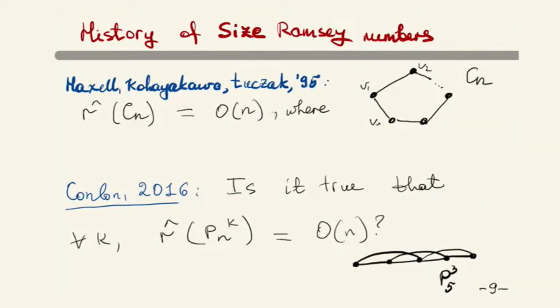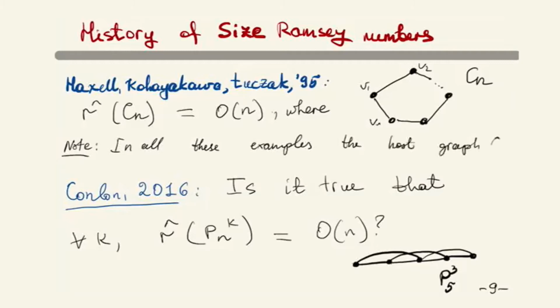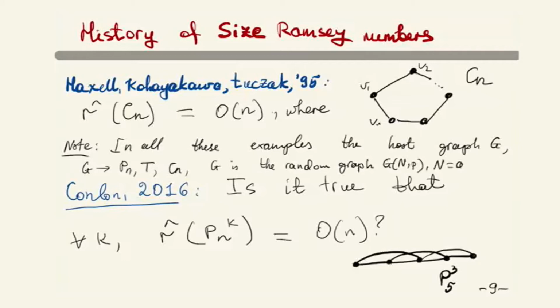Let me just mention one thing: in all the mentioned cases, the host graph G, for which G is either Ramsey for P_n or the tree or the C_n, is basically the random graph G(N,p), where your number of vertices is something like a big constant times n, right?